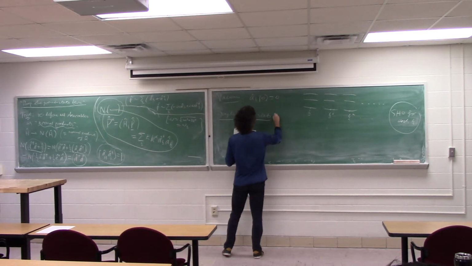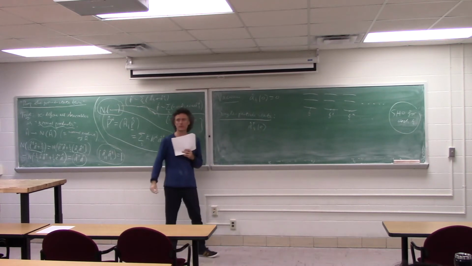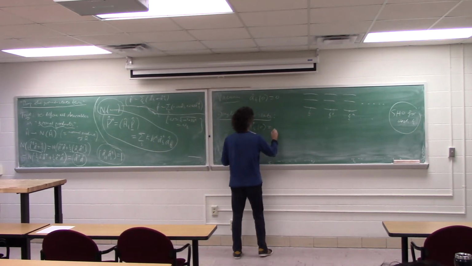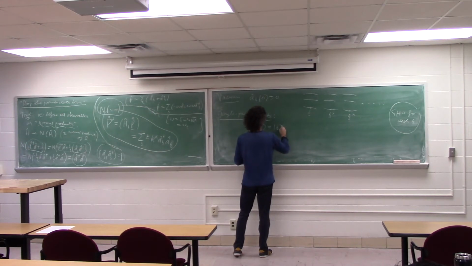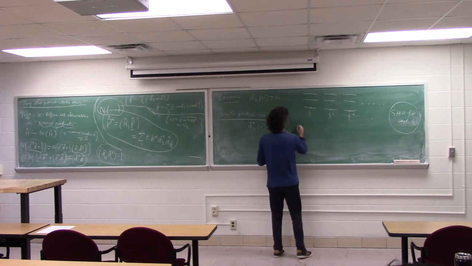To construct a single particle state, what do you do? You just act on the vacuum with a creation operator. This gives you a state that you can write simply like this, but beware what this means.